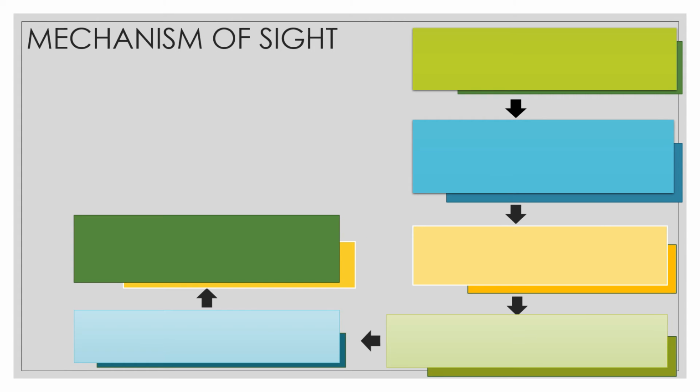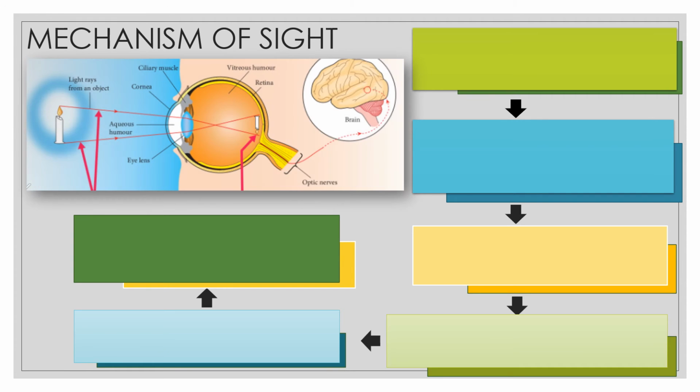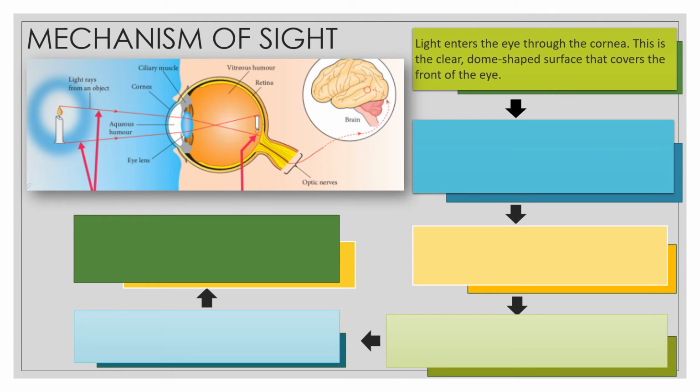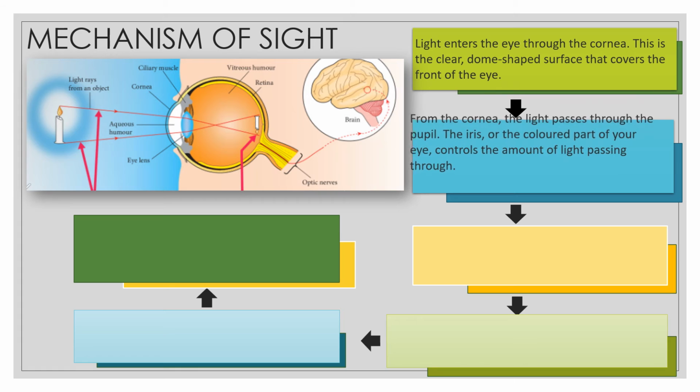Mechanism of sight. This is the last subtopic for the video. So this is a picture that I came up from the textbook. So I'm going to explain. Light enters the eye through the cornea. This is the clear dome-shaped surface that covers the front of the eye. So the light rays from an object enter the eye through the cornea, the one that is clear and dome shaped.